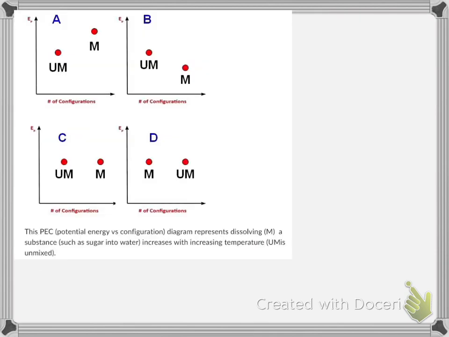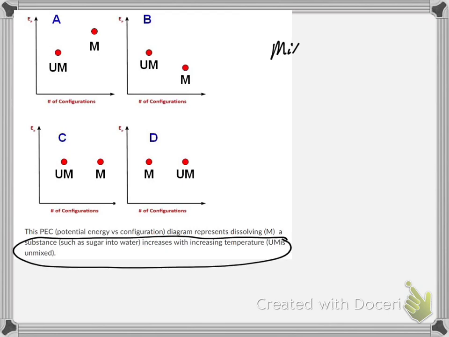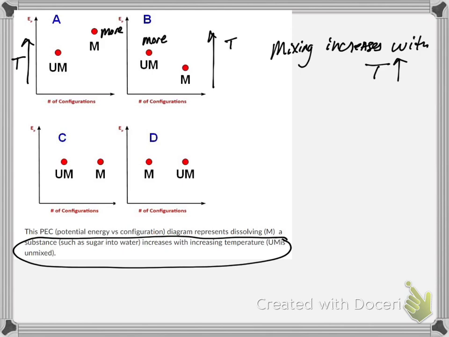All right, so let's look at some PEC diagram information. This question is saying, like sugar into water, mixing increases when you increase the temperature. All right, so let's take a look. What does that mean? That means if mixing increases as temperature increases, then we need to make more of it. And the more needs to be at high, remember, more is higher potential energy. So if you increase the temperature, you're going to make more of that state at higher temperatures.